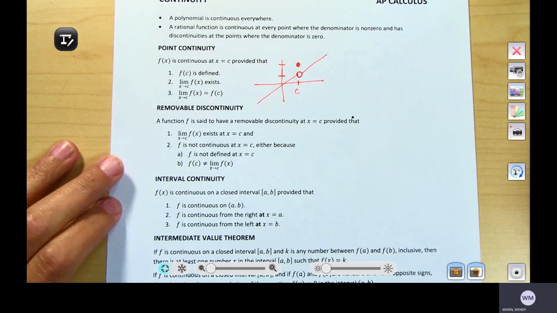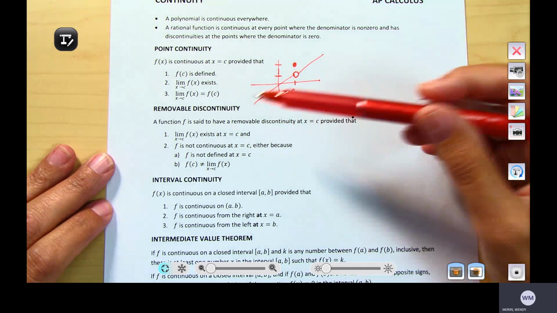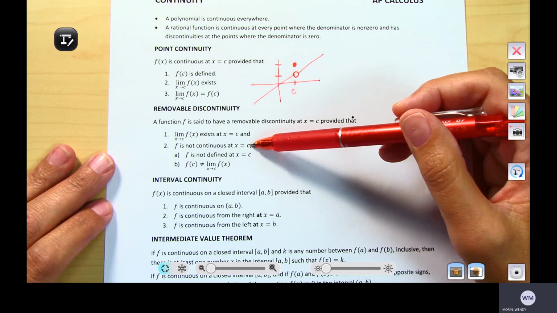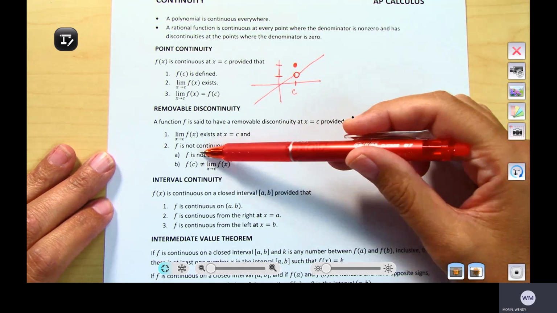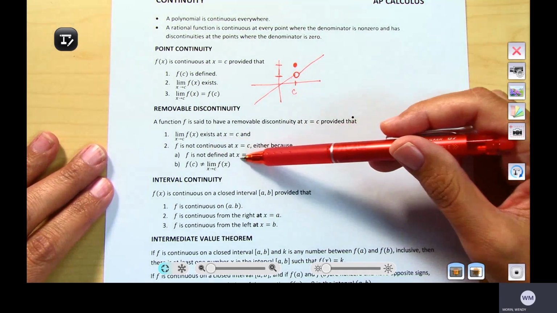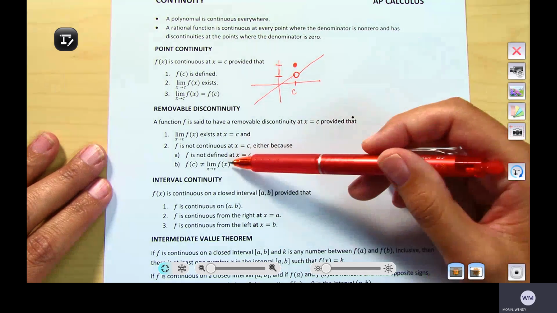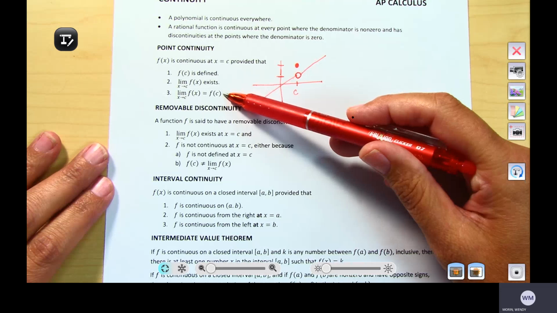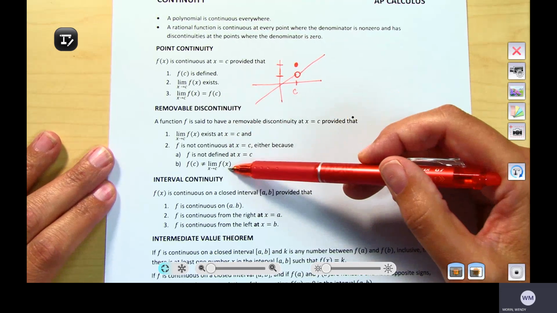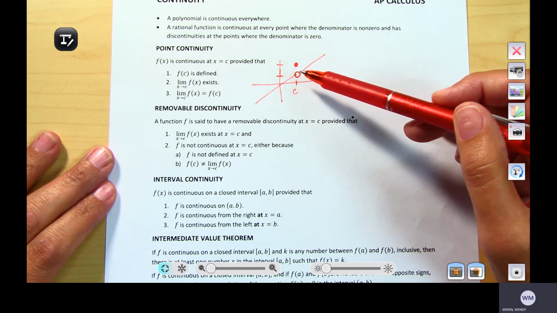Then there's removable discontinuity, which we've already talked about. A function f is said to have removable discontinuity at x equals c, provided that the limit exists at x equals c, and f is not continuous at x equals c. So the reason would be f is not defined, or the function does not equal the limit. Up here, the function does equal the limit. Down here, the function does not equal the limit. So here is the case of removable discontinuity.